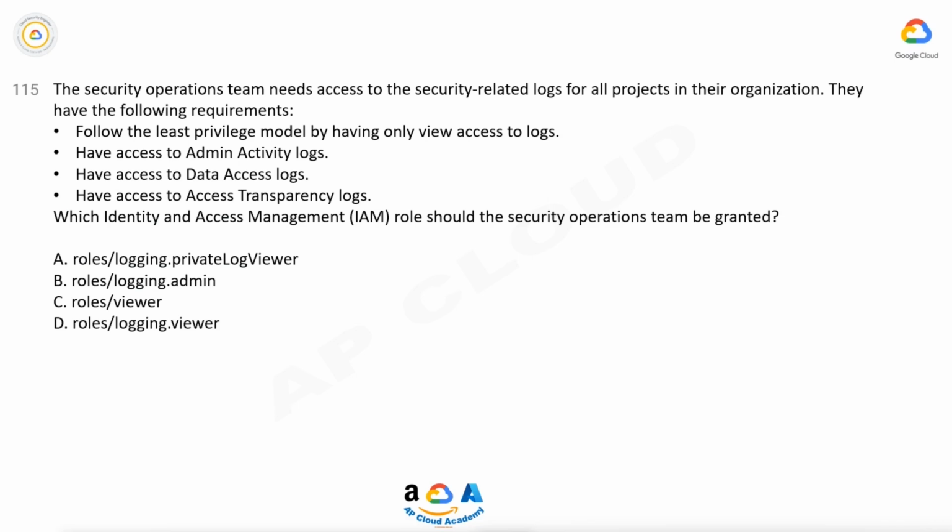115. The security operations team needs access to the security-related logs for all projects in their organization. They have the following requirements. Follow the least privilege model by having only view access to logs. Have access to admin activity logs. Have access to data access logs. Have access to access transparency logs.